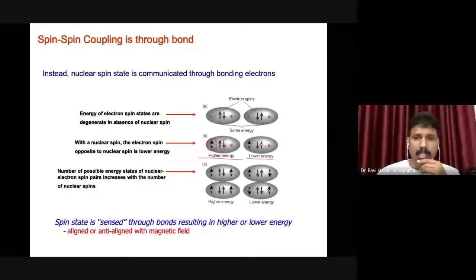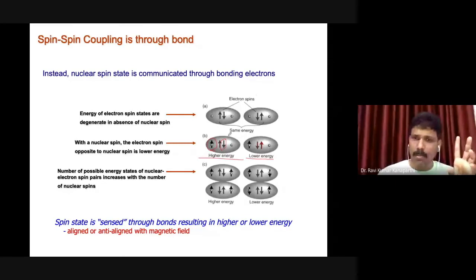And there is another system that you can think of. Similarly, a similar explanation can be given. And if you have both nuclei spin active, that is the case where one nucleus is spin active.